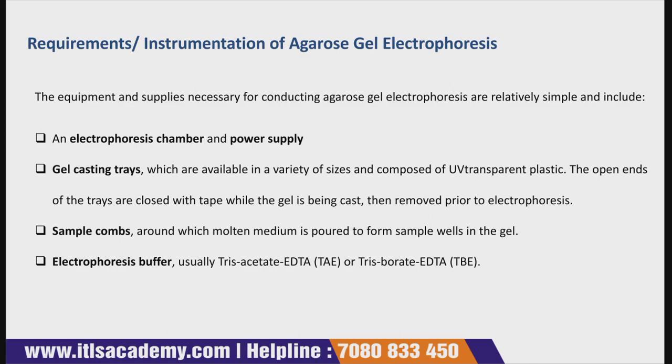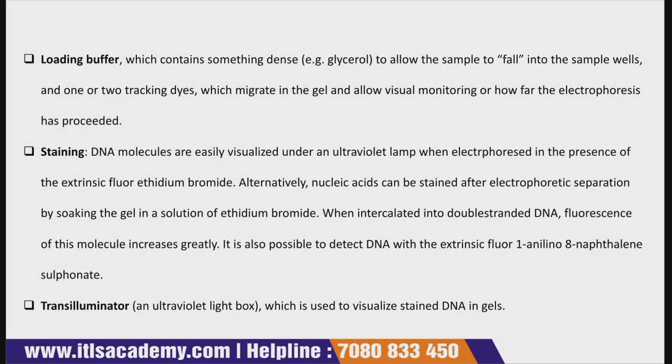Then comes the electrophoresis buffer. It is basically of two types: Tris acetate EDTA, or Tris borate EDTA, TBE. Now comes the loading buffer, which contains something dense, such as glycerol, to allow the sample to fall into the sample wells, and one or two tracking dyes which migrate in the gel and allow visual monitoring of how far the electrophoresis has proceeded.